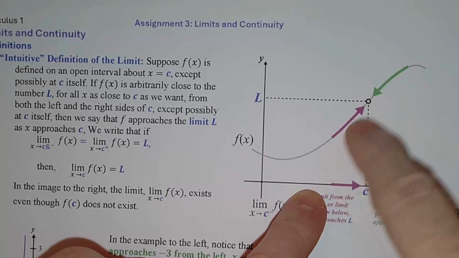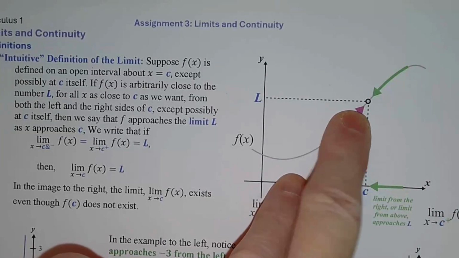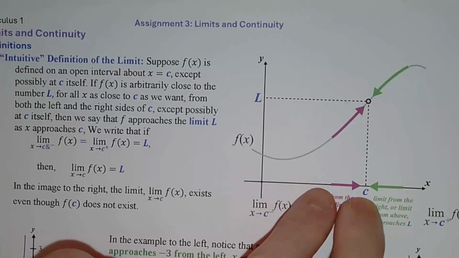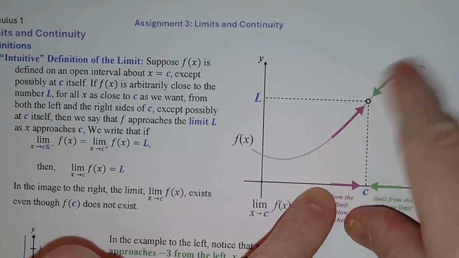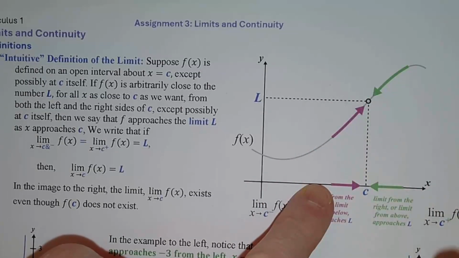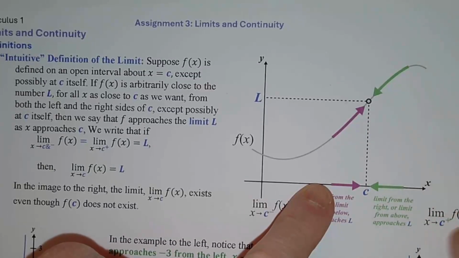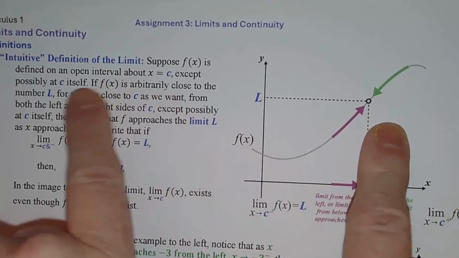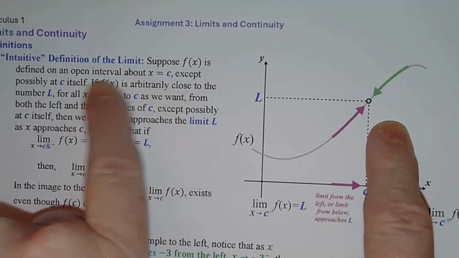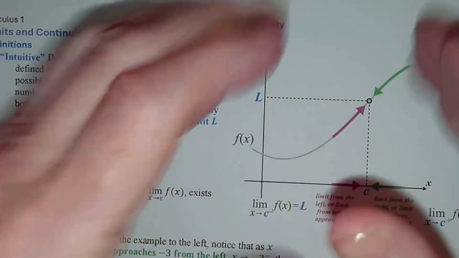And we can look at the function. Even though there's a hole right at c, the function itself is smooth. It's no corners, no asymptotes. So we've satisfied this first bit. An open interval, that just means like a neighborhood.